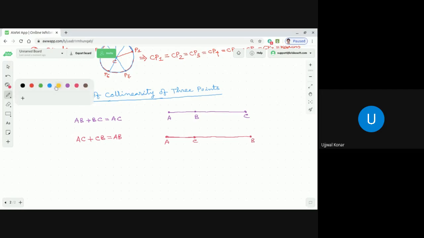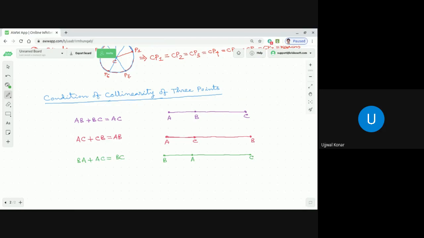Or it could be BA plus AC is equal to BC. So what will it be? It's a straight line if we draw. So this is B, this is C, and a point here is A. So BA plus AC is equal to BC.